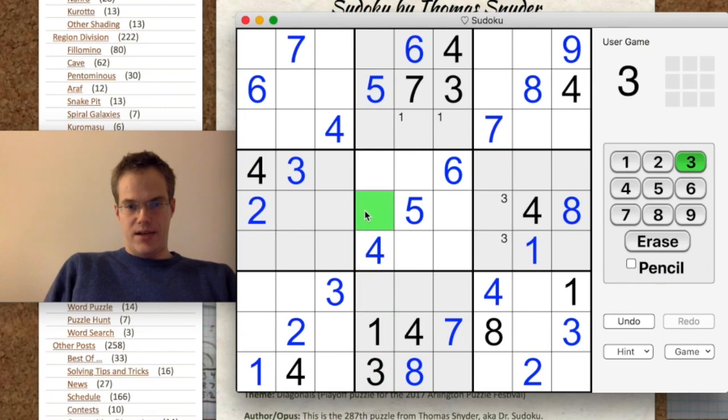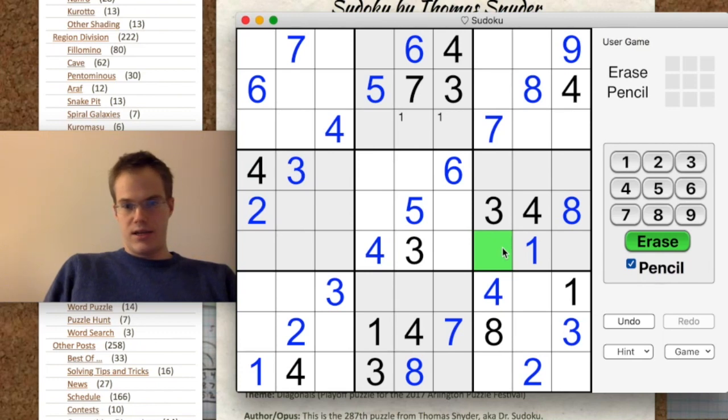And again, looking back up, put a three there, looking right. Get rid of the pencil mark. Anything else? No, not particularly. Right. So where are we at?